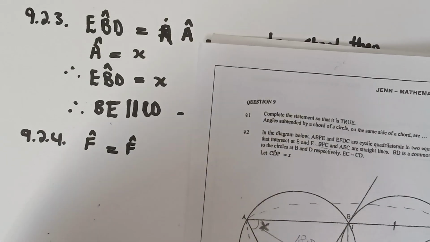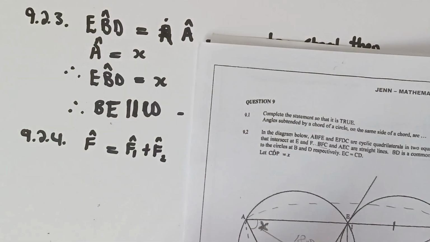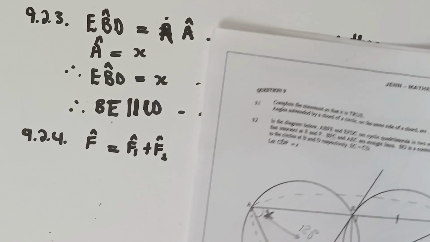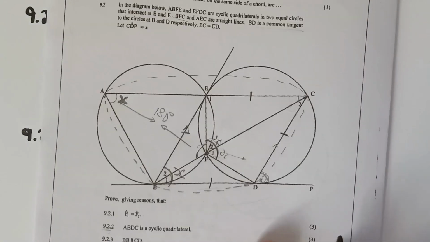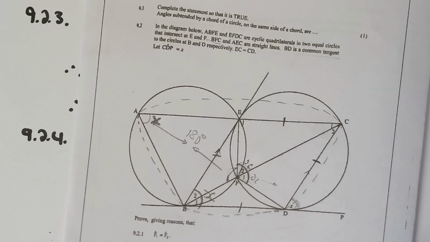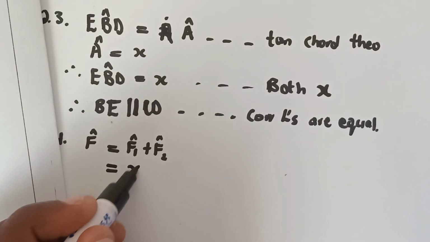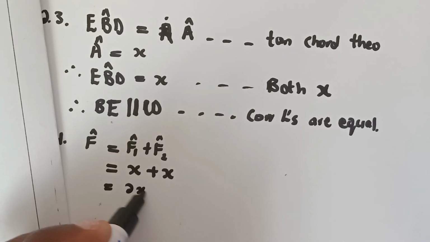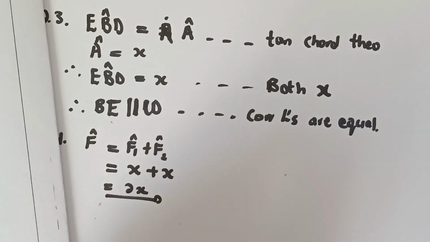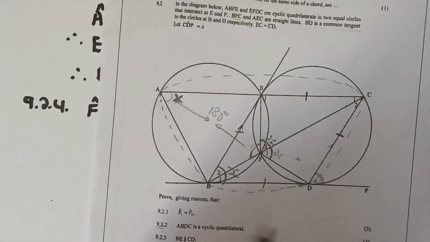This is what I mean. Angle F1 plus angle F2. You see? So now angle F1 plus angle F2. Since we said on the previous questions that angle F1 is equal to angle X, then we can simply say that X plus X gives us 2X. That is angle F.